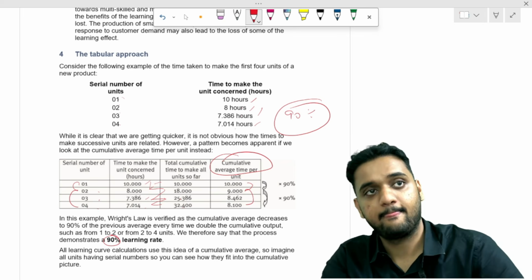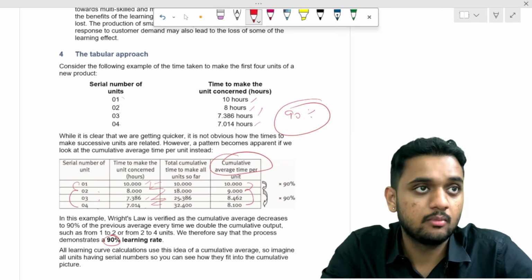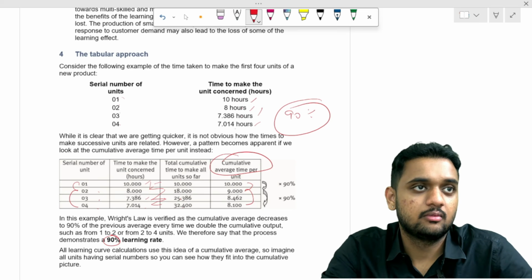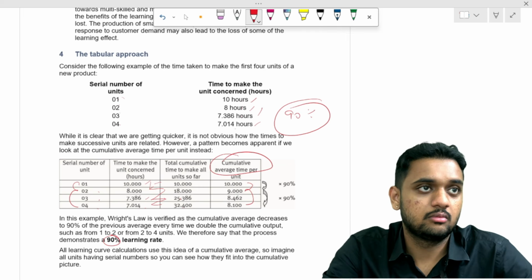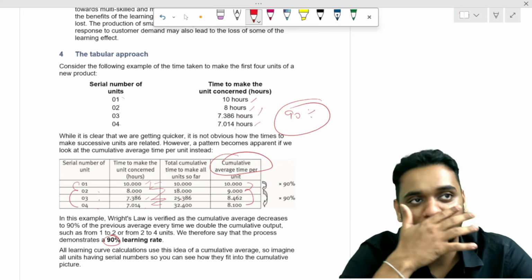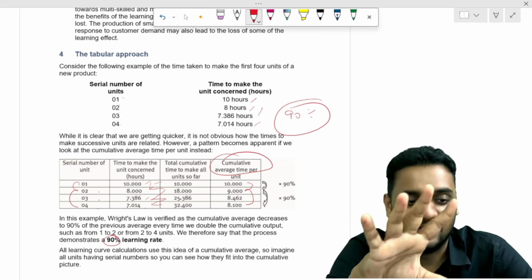We will do the same 90% multiplication for 8.4? No. Only when the unit doubles it works. How did we find that it doubles from second to fourth? If you double from 2, you go to 4 only. That will be standard only.